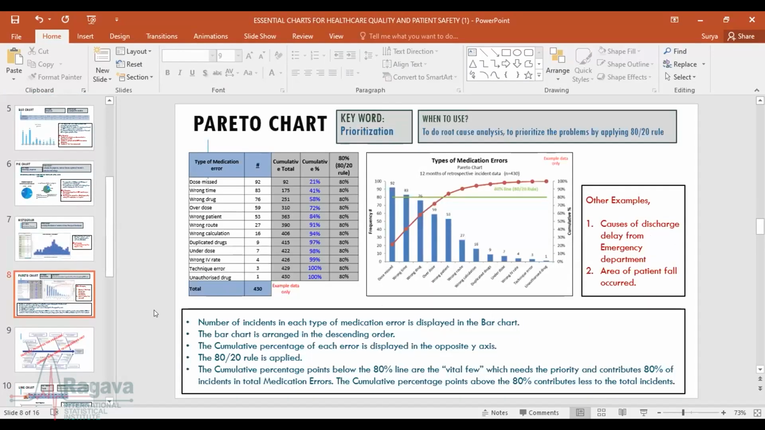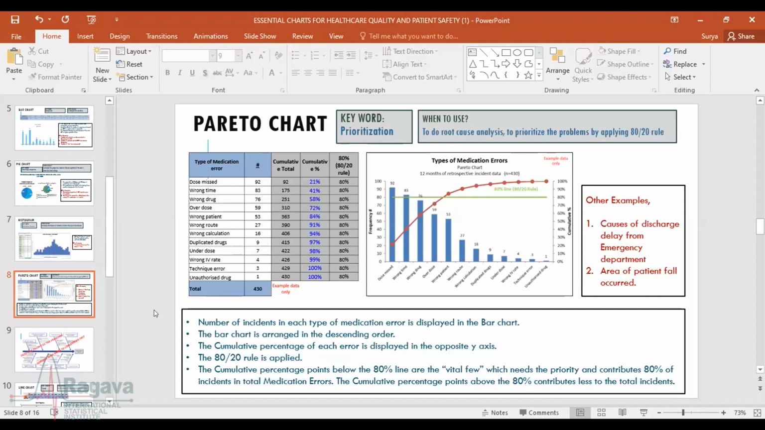This is the Pareto chart. The Pareto chart is mainly used for prioritization. Here, what we have taken is medication errors. There are different types of medication errors: dose missed, wrong time, wrong drug, overdose. These are the various medication errors listed. And what is the number of incidents for each and every error? The cumulative percentage of each error is also taken.